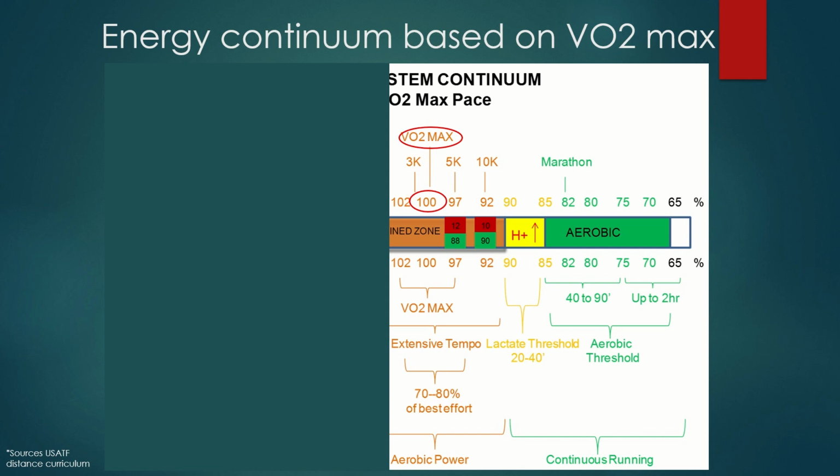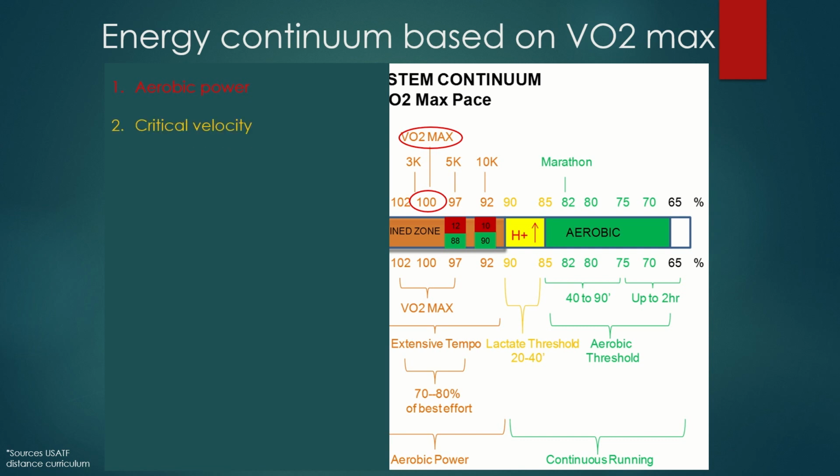So VO2 max, you'll sometimes hear me also call it by its correct workout pace name, aerobic power. We'll talk about where the range of that is, but just so you know, it's very much almost the same thing as VO2 max. It's a little bit bigger range than VO2 max. So that's one of the workout paces we're going to be dealing with here.